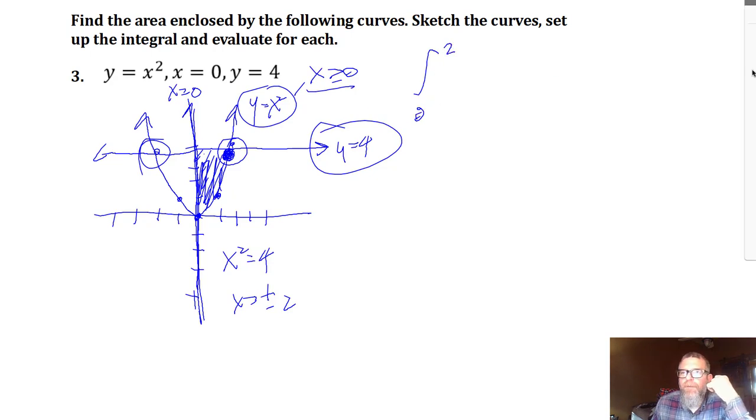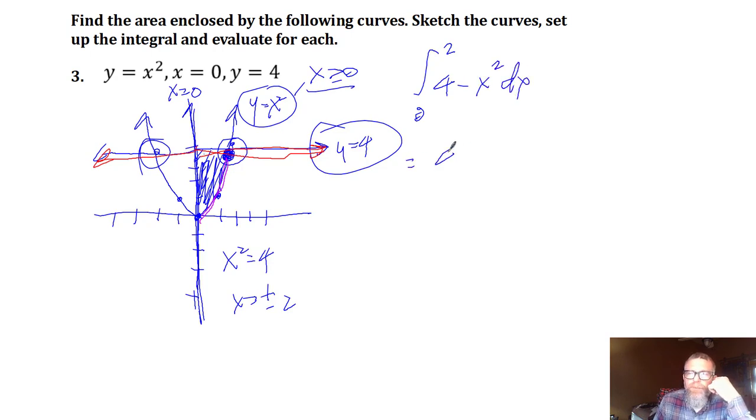The top function on this one is going to be this one right here. Oops, sorry about that. Trying to do this with my mouse did not work out so well. And the bottom one is going to be this one right here. Okay, so we're looking at it from 0 to 2. The top function is going to be y equals 4, then minus the bottom function, x squared.